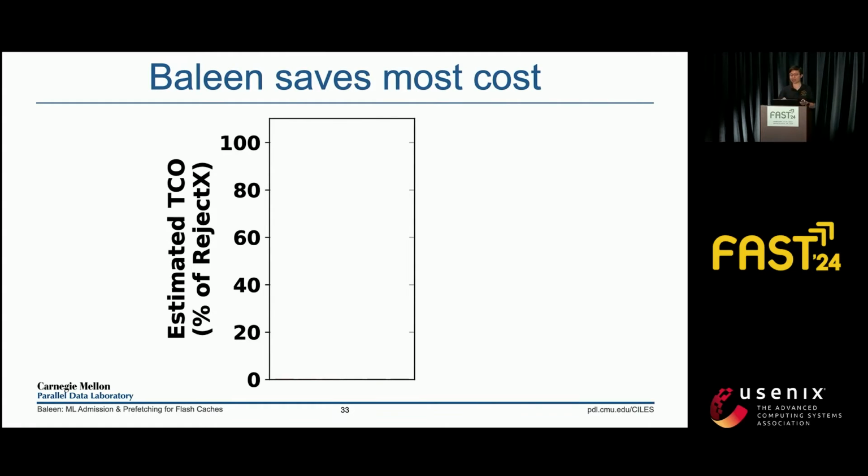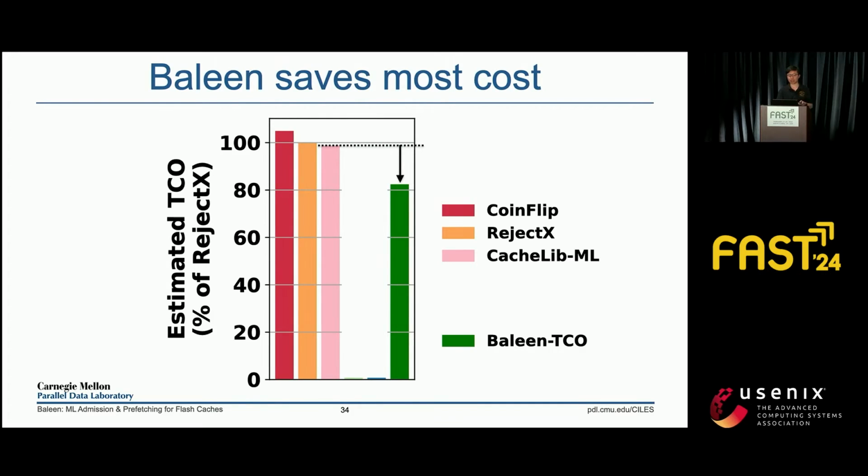Now I'm going to show you the key graph of our paper. On the y-axis is estimated cost, normalized to our baseline, and this is an average across all 7 traces. I'm going to show you different policies. On the left, I have the 3 baselines: CoinFlip, Reject X, CacheLib ML, and then on the right is Baleen TCL, which is our best, which saves 17% in TCL. This varies across traces, but it's always the best policy on each workload. It doesn't suffer any regressions on any of the 7 traces.